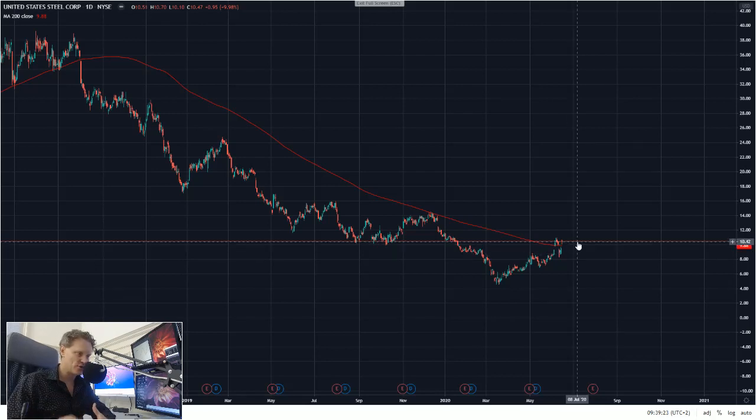If we can string together a successful weekly close above this moving average, I would think the stock can rise towards $14, which would be a pretty good move. And of course, if it meaningfully breaks below the 200-day moving average again on a weekly closing basis, I would offer that would be a stop loss.